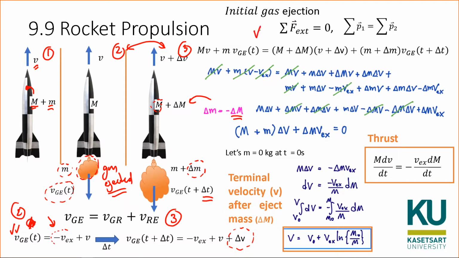And all these are the definitions from the conservation of momentum. Momentum is still conserved in this case if you look into this system as an isolated system. Both gas and rocket are still in the same system.